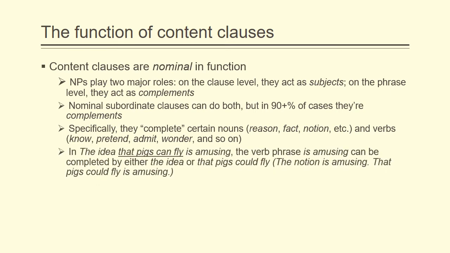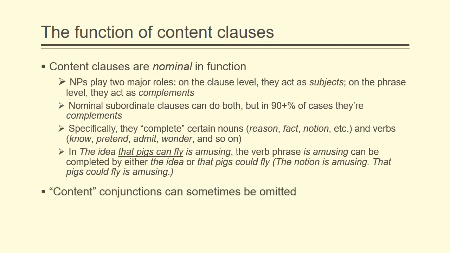For example, in "the idea that pigs can fly is amusing," the verb phrase "is amusing" can be completed by either "the idea" or "that pigs could fly." For example, "the notion is amusing" or "that pigs could fly is amusing." And this basically just shows that "that pigs can fly," although it might look like an adjectival, is in fact a nominal. So content subordinate clauses are always nominal in function.